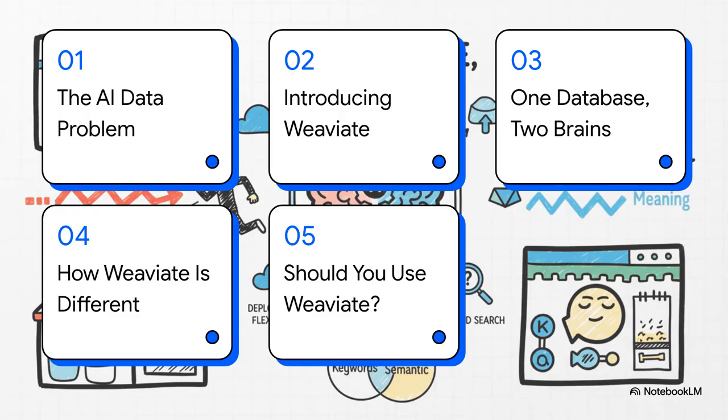So here's our game plan. First, we'll tackle the big data problem that AI developers are facing. Then, we'll introduce Weaviate as the solution. We'll look at its two-brains approach to search, see how it stacks up against the competition, and then wrap it all up with the big question. Should you use it? Let's get to it.